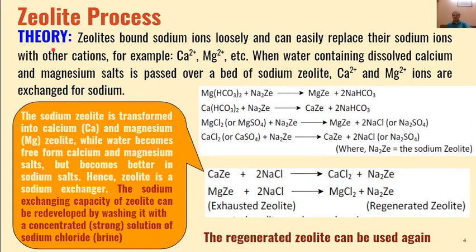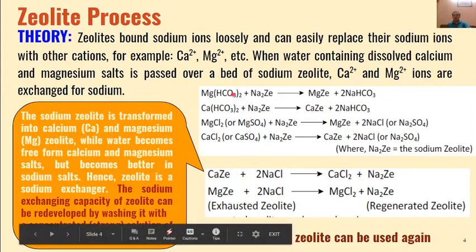Now, the theory of this zeolite process is, as I have told you, that sodium ions which are loosely bound to the zeolite moiety can be easily replaced by calcium and magnesium ions which are present in the hard water. So when hard water containing these dissolved calcium and magnesium salts is passed over a bed of sodium zeolite, these ions are replaced with sodium. So these are the reactions showing how this takes place.